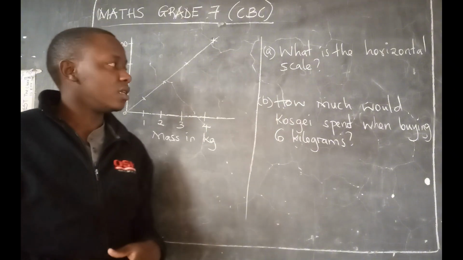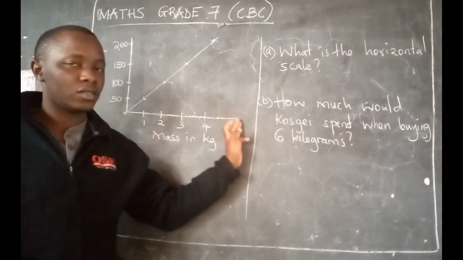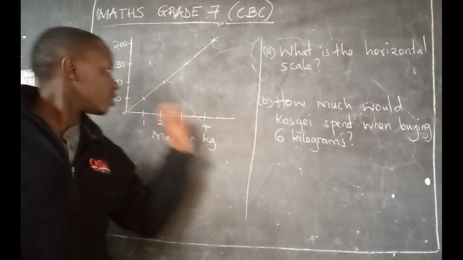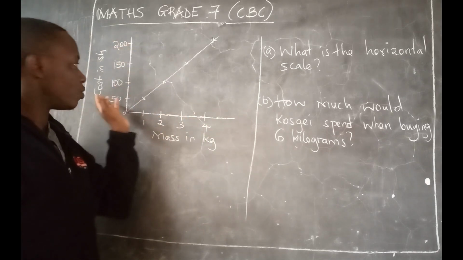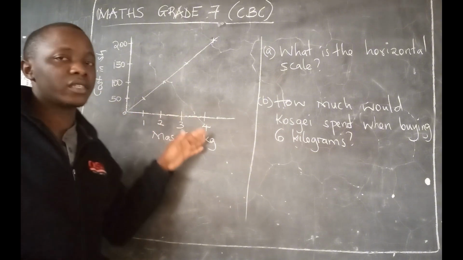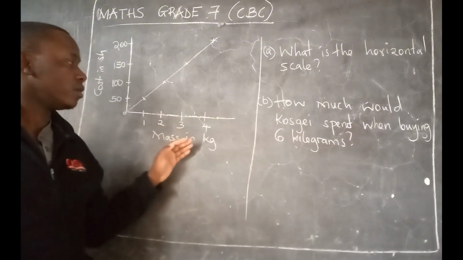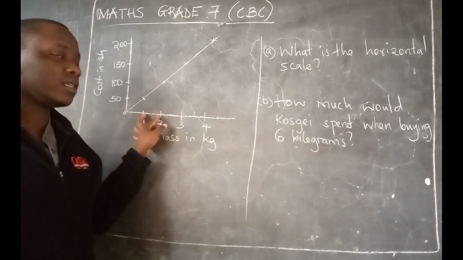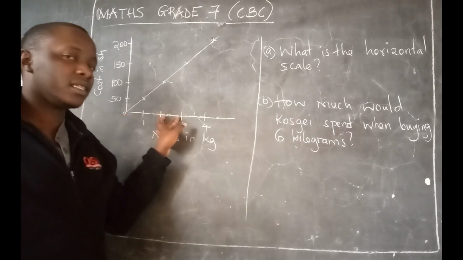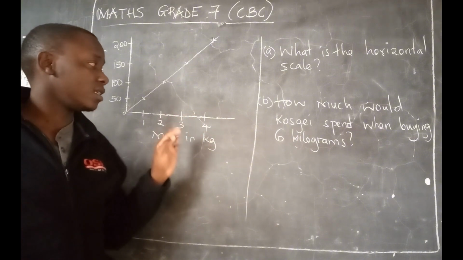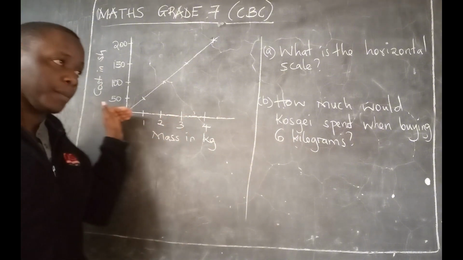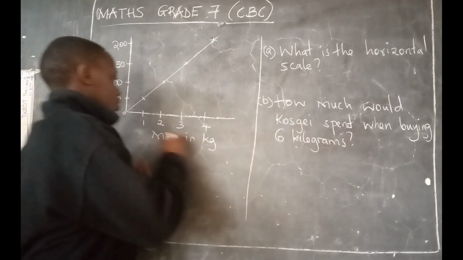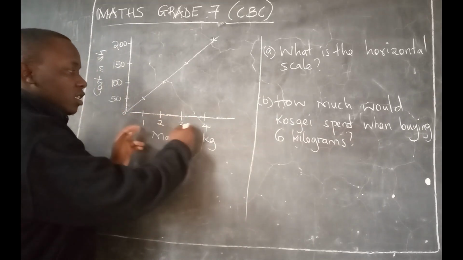What is the horizontal scale? Remember, this is the horizontal line and this is the vertical line. So when you ask what is the horizontal scale, this distance represents 1 centimeter. This also represents 1 centimeter. This also represents 1 centimeter. And finally, this also represents 1 centimeter. So if you ask what is the horizontal scale, because you know this is the horizontal side, you say 1 centimeter because the distance between each kilogram is 1.